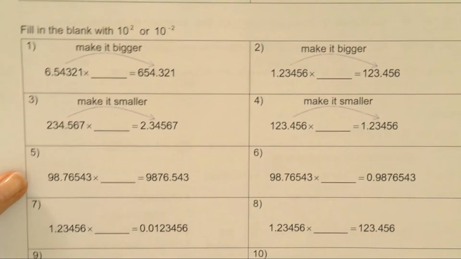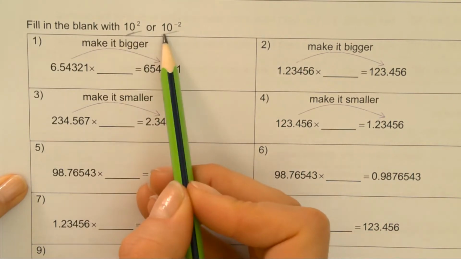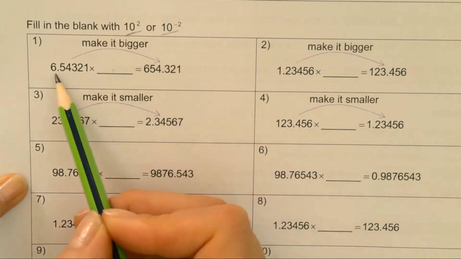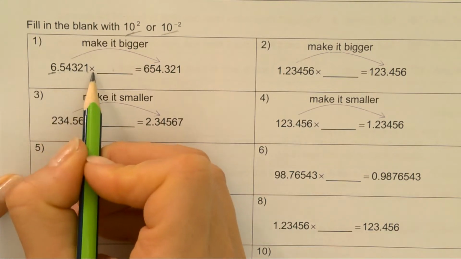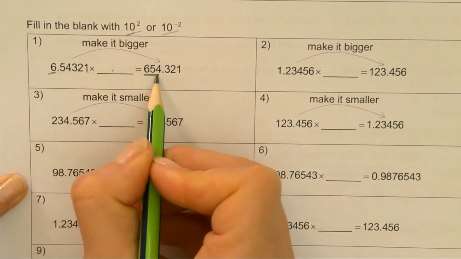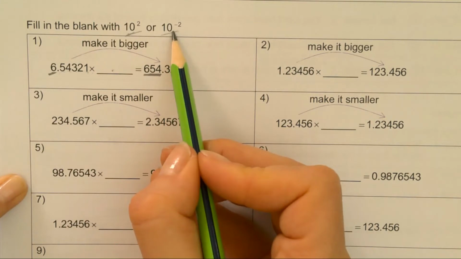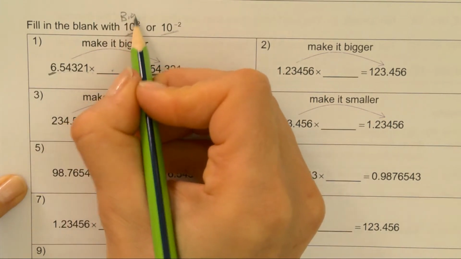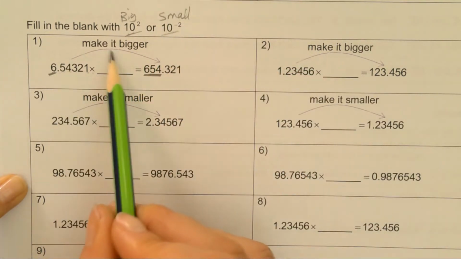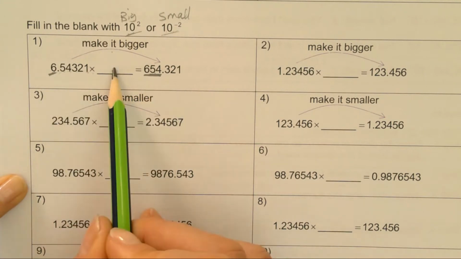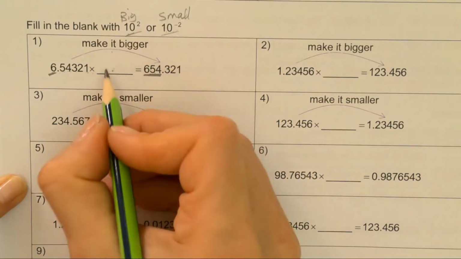So for all of the next questions, I've made it so the answer is going to be 10 squared or 10 to the negative 2 when it goes in here. Okay, so if I have 6.54321 and so on, times something, and it has to get bigger to 600, would I multiply it by 10 squared or 10 to the negative 2? 10 squared is a big number. 10 to the negative 2 is a small number. So would I multiply 6 by a big number to make it bigger, or would I use a small number? Yeah, to make things bigger, I need to multiply it by a big number, which is 10 squared.